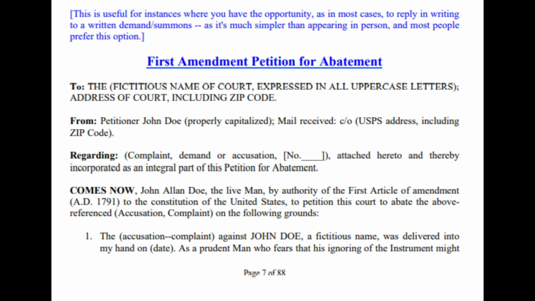So, the First Amendment, petition for abatement. Two, the fictitious name of the court expressed in all uppercase letters. The address of the court, including the zip code. From petitioner would be you, right? Properly capitalized, mail received, care of, United States Postal Service address, including the zip code. You put care of because you don't reside anywhere. You're sending it into the care of. Or just make it clear that you're using it as a mailing address, not as a residential address, because the term resident is a commercial term, and you don't want to use that. Inhabit or domicile. Regarding complaint, demand, or accusation number, right?